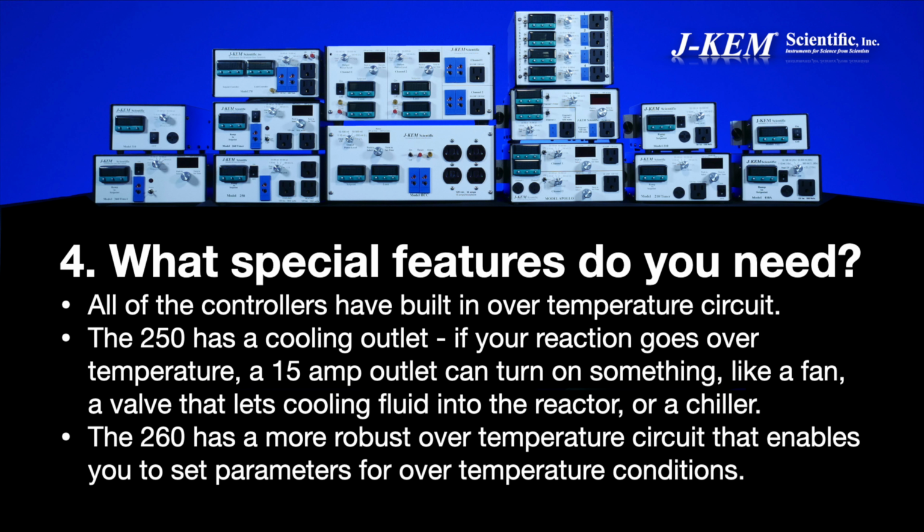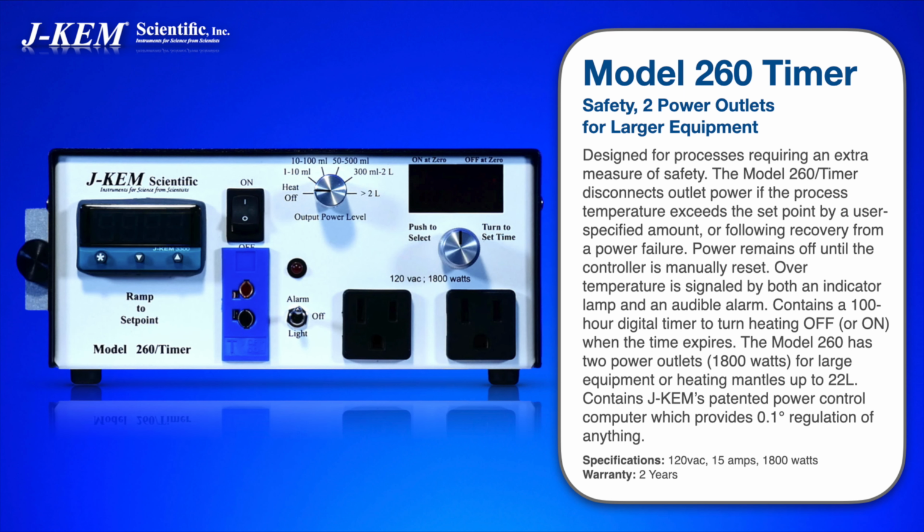The Model 260 actually has a separate over-temperature circuit, an independent circuit. And with the 260, you can program it to say if you go over temperature one time, turn off power, and you're done. You don't get to restart heating until you manually reset that controller. Typically, with our temperature controllers, if you go over your set point temperature, heating is discontinued, but heating resumes when you come back below the set point temperature.